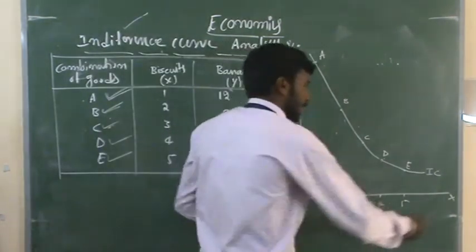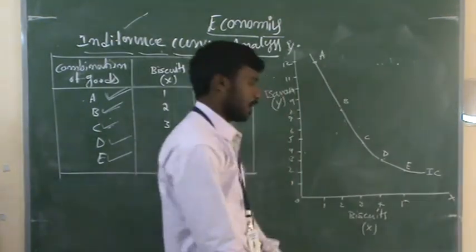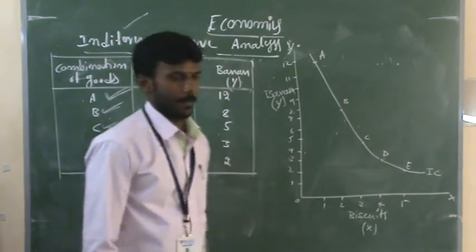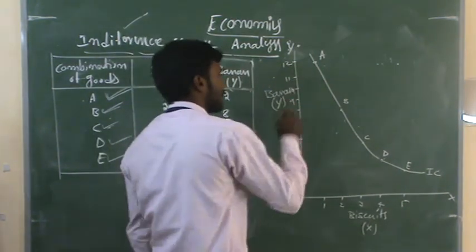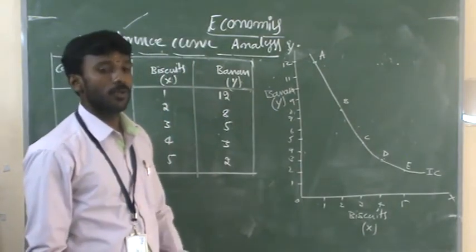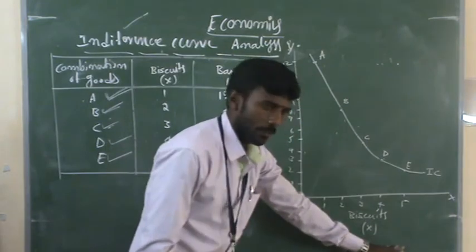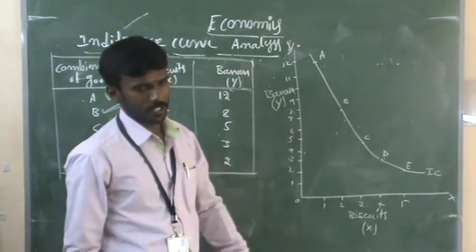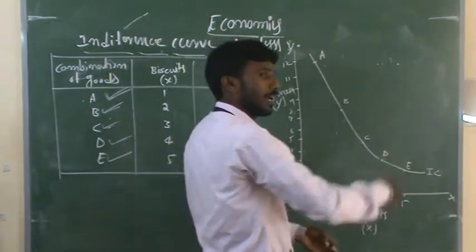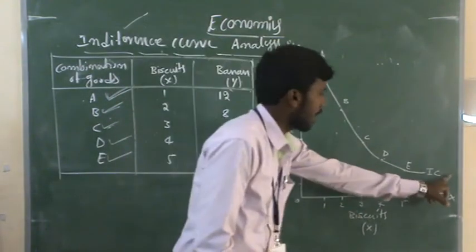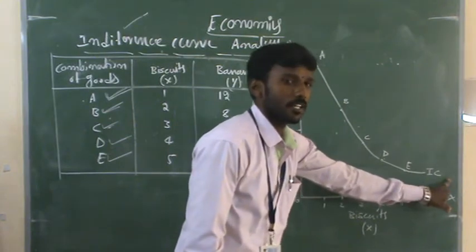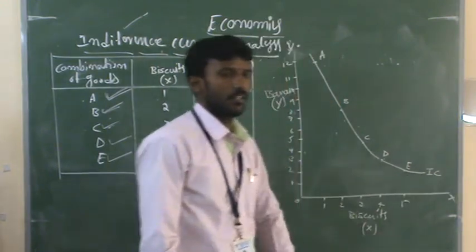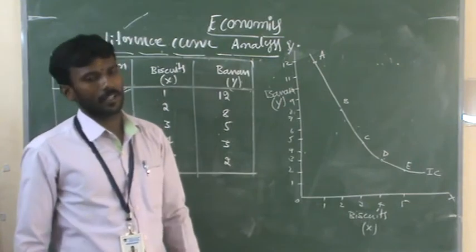In this diagram, on the x-axis we are going to represent biscuits, the number of biscuits. And on the y-axis we represent the quantity of bananas, or units of bananas. Also in this diagram, a curve sloping downward from left to right will be there, that is the IC, the indifference curve.